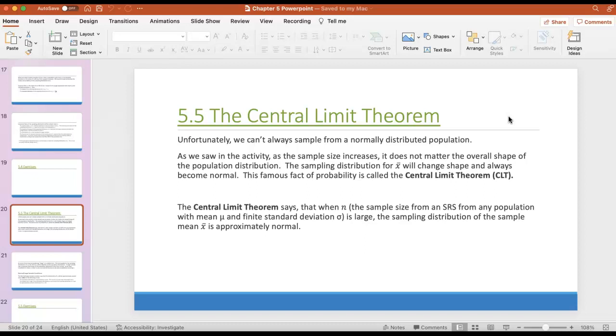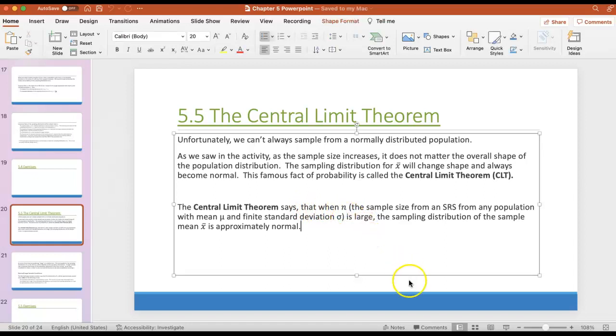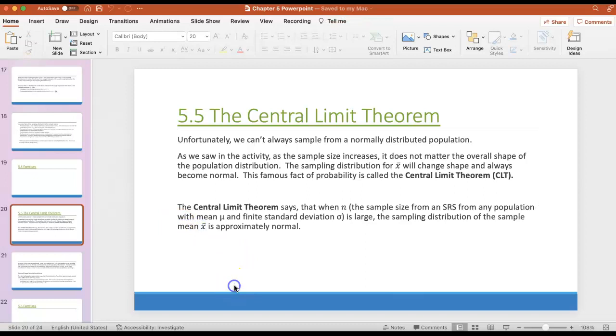But what you should notice in the 5.5 activity, whether you've done it or not yet, you'll end up seeing this. But as your sample size increases, the population distribution does not necessarily need to be normal. And this is known as the central limit theorem. Well, you notice down here it says when n, which obviously is your sample size, is large, the sampling distribution of the sample means, remember this is means only, becomes approximately normal.